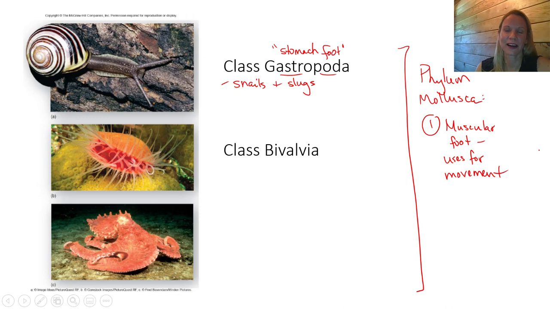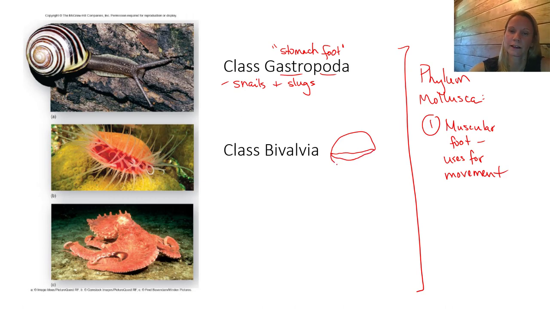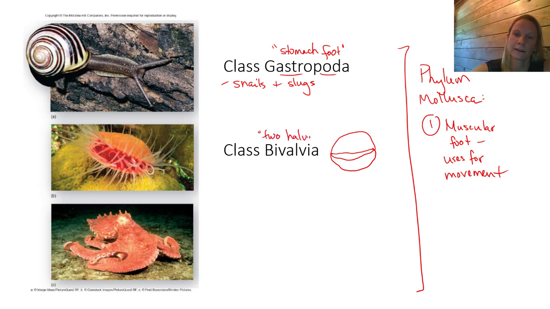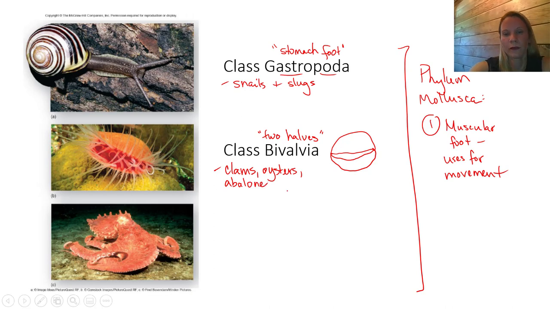The next class within the phylum is bivalvia. Class bivalvia, or the bivalves, that means two hinges. Okay, so think of these now as our truly shelled animals here, where we have two halves, okay? And these would be things like clams, oysters, abalone, mussels.